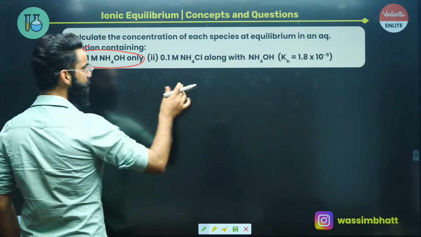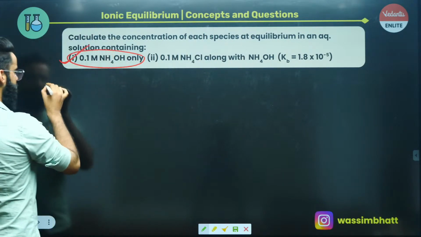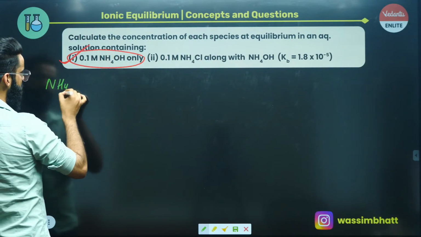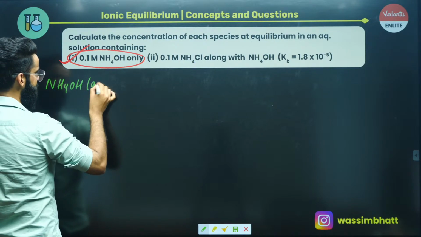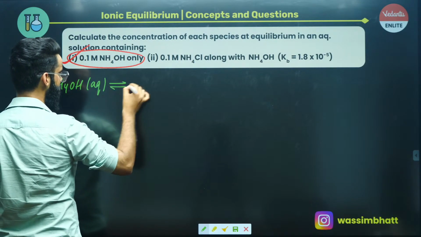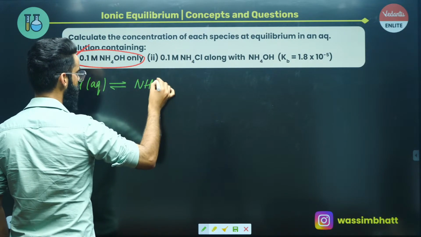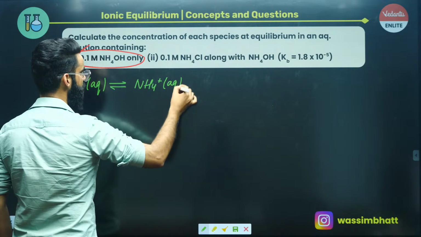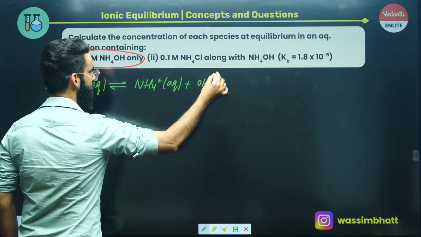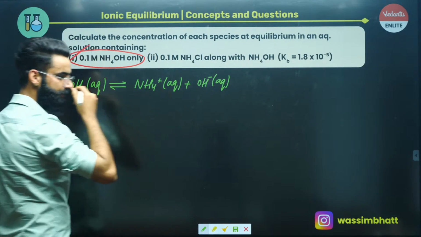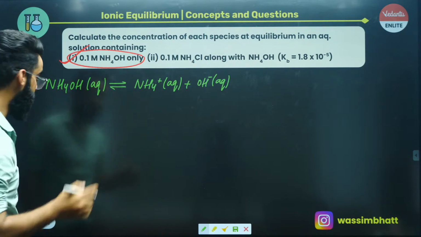As per the question, we have got NH4OH in the container. NH4OH is a weak base, so it's going to remain in equilibrium with its ions, and its ions are going to be NH4 positive aqueous plus OH negative aqueous, right? This is your weak base which is present in the container.